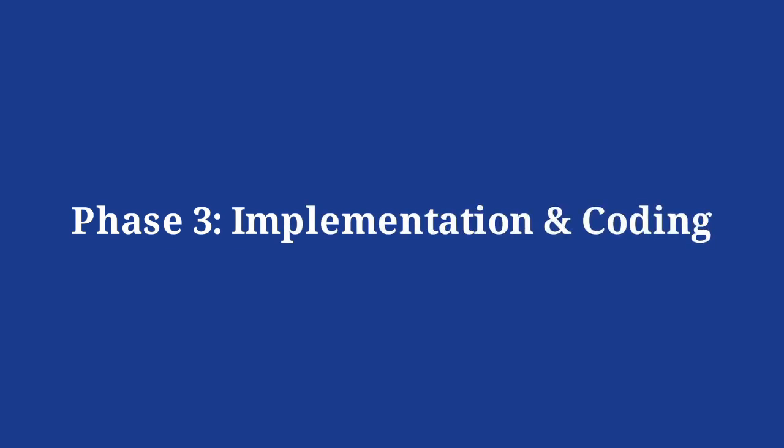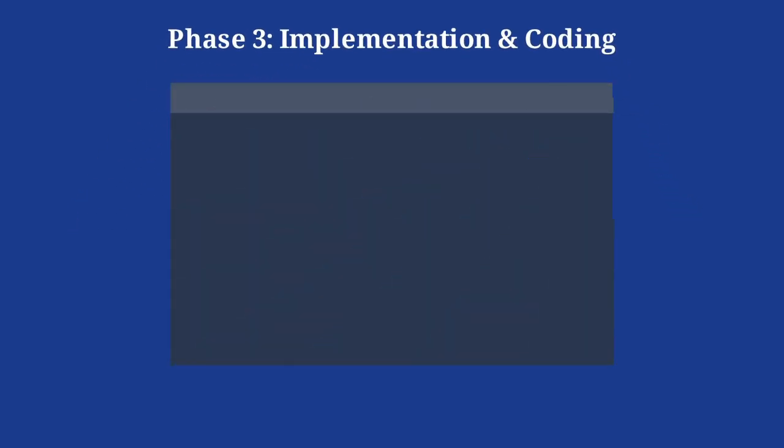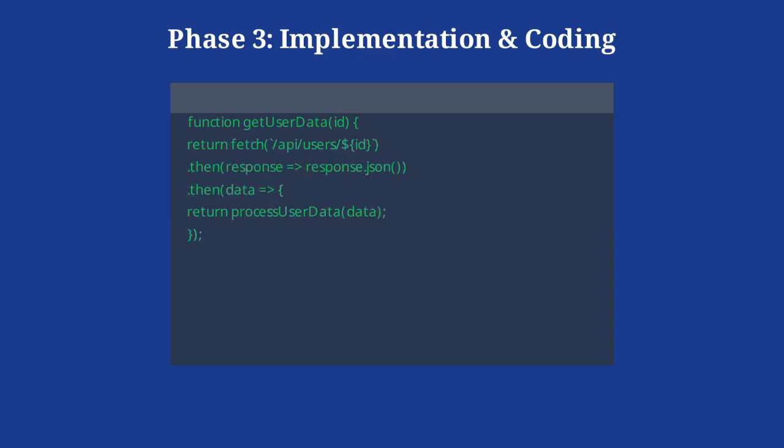Phase 3: Implementation and coding. This is where the magic happens. Implementation is where our designs come to life through code. As you can see here, developers write the actual code that makes everything work. Each line is carefully crafted to implement the features we designed in the previous phase. Notice how we're also using version control throughout this process. Every change is tracked. Every commit tells a story of progress. This isn't just individual work, it's collaborative creation where multiple developers can work together safely and efficiently.